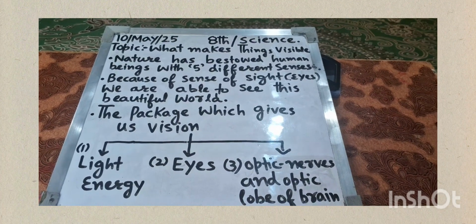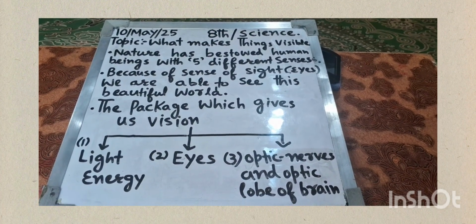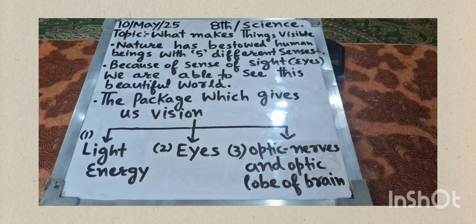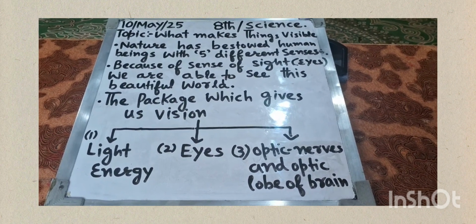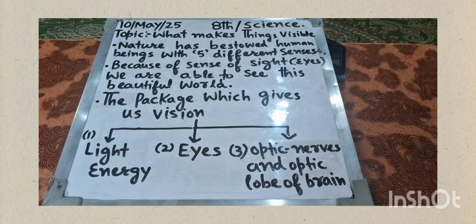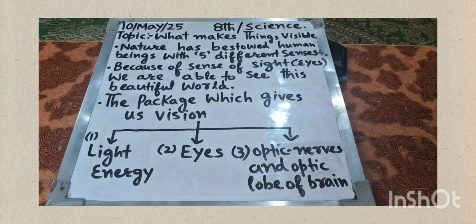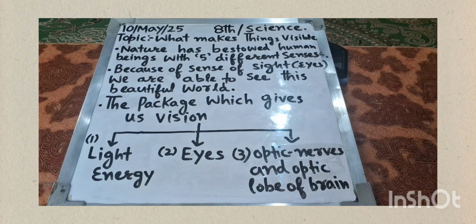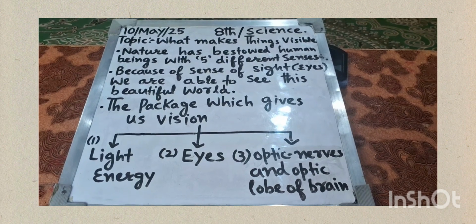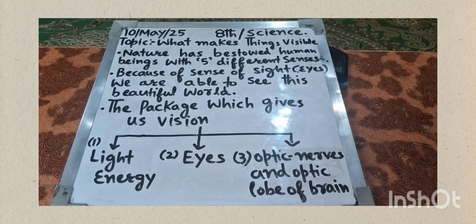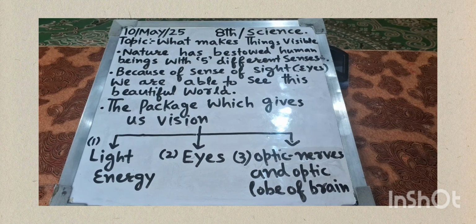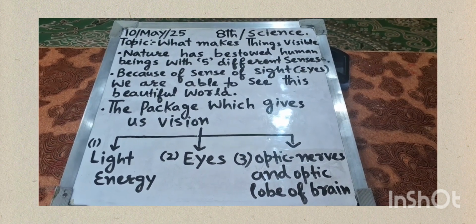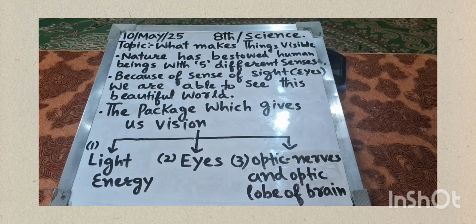Now we are going to take up our first topic for today, that is, what makes things visible for us. As we know, human beings have been bestowed with five different senses: the sense of sight, sense of hearing, sense of taste, sense of touch and sense of smell. Because of the sense of sight, human beings are able to see this beautiful world.